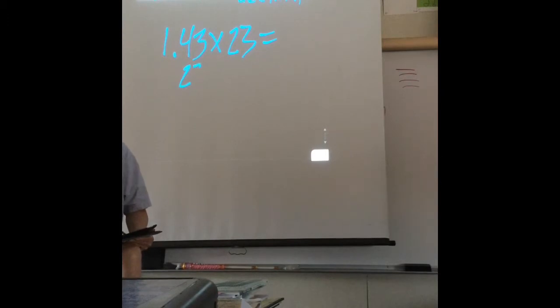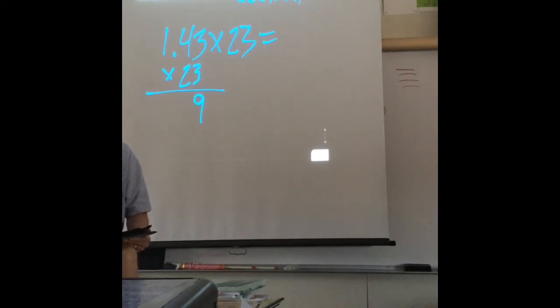Now our next problem we want to do is we want to do a standard algorithm. So let's say we have 1.43 and we're going to multiply it by, we'll make it easy numbers, 23. Okay? How do we do this? Well, we put our 23 here so we can do it vertically, right? What do we start with? Let's start with the 3 times 3 and put our answer down below that. 3 times 3 is 9.